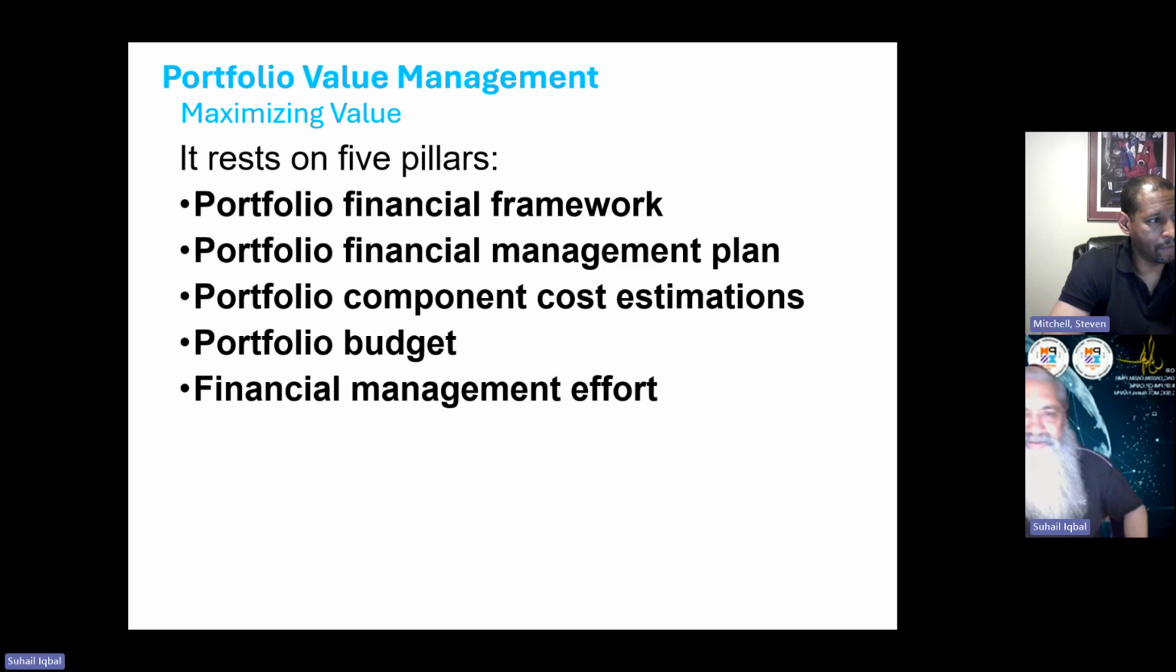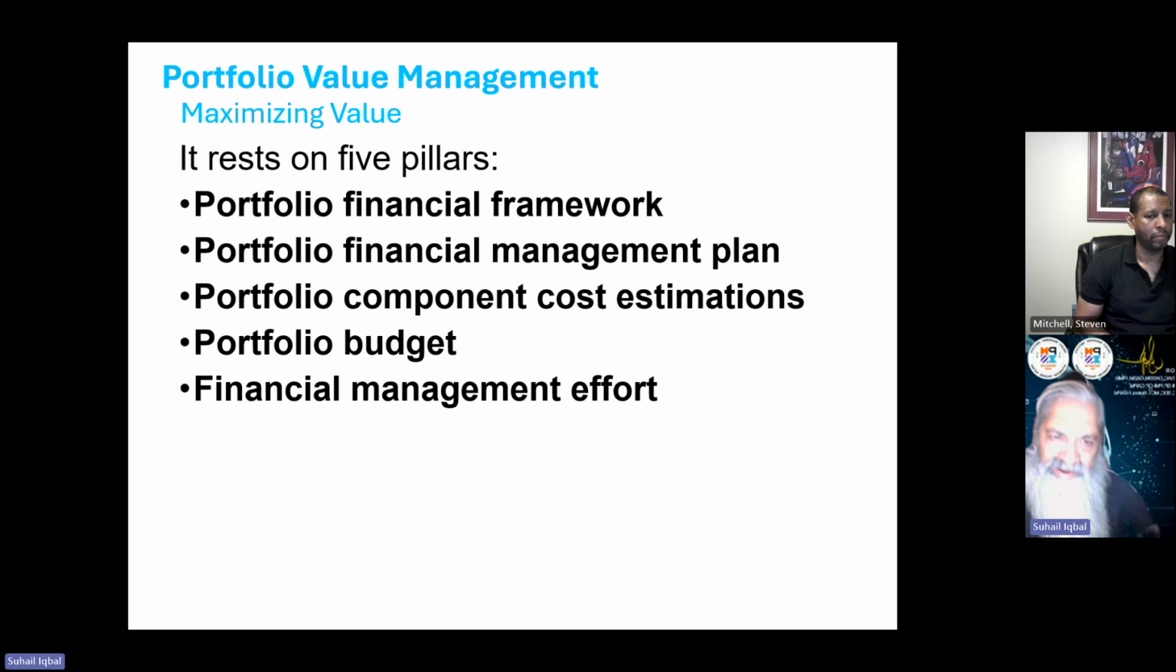Got it? Right. And then the management plan is managed according to that governance, according to that framework, and we are complying with that. We create a detailed financial management plan, and that was the plan for the portfolio. But that is getting support from the component cost estimate, because they play their role in the development of the financial management plan. And naturally, we create a budget for the portfolio, how much money will be allocated to the portfolio at what point in time.